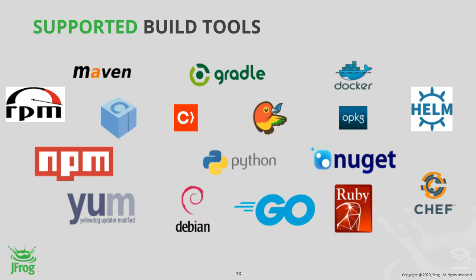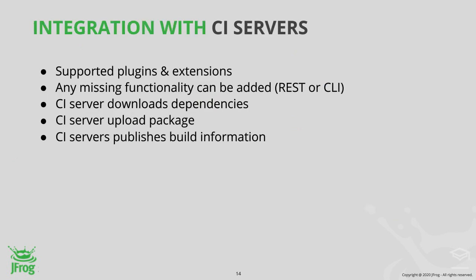They're all listed here. For the sake of this demo, we're going to be utilizing Maven. With respect to the CI servers, any kind of missing functionality, whatever I'm showing you with respect to our UI, you can do all of that and a lot more with our REST API. And we have a CLI tool, which I'm going to quickly glance through. I'm going to give you a demo of it as well, but it's a very smart CLI tool.